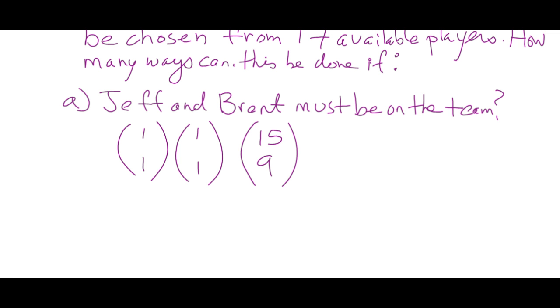Top adds to 15, bottom adds to 11. You don't work these out, they're just 1. Okay. Or you just write down 15, choose 9, right? Which is 5,005.